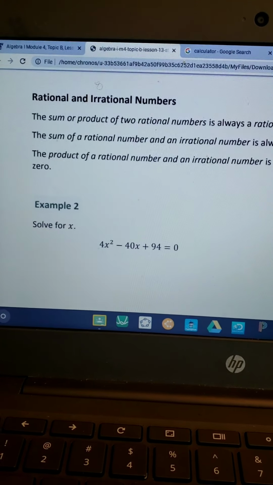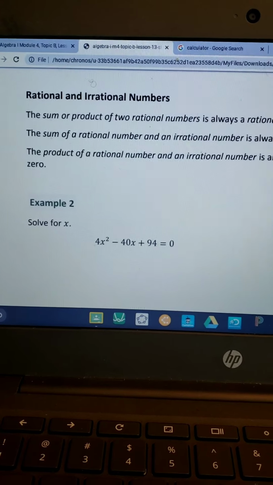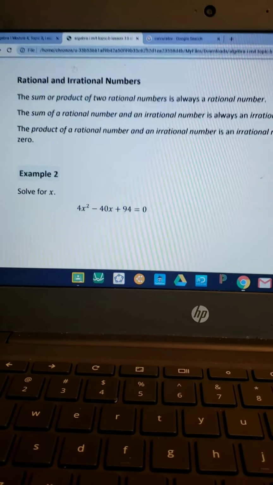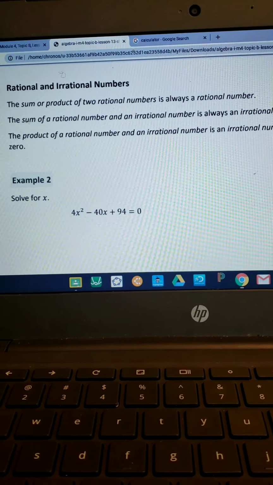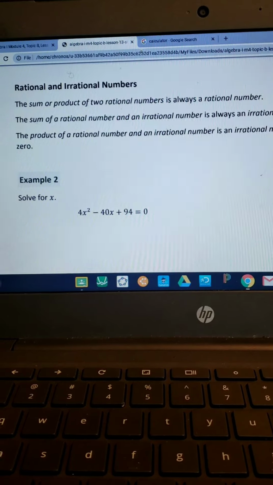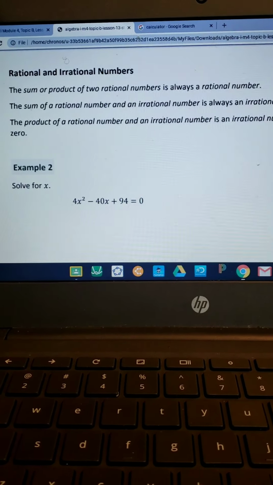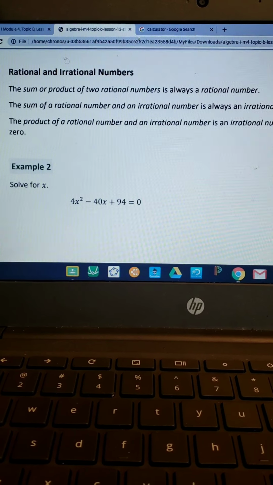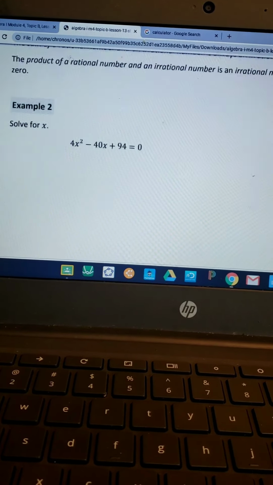All right, that brings us now to this problem. All right, rational and irrational numbers. It says the sum or product of two rational numbers will always be a rational number. All right, and this is actually something you should have learned in 8th grade. And then it says the sum of a rational number and an irrational number will always be an irrational number. The product of a rational number and an irrational number is an irrational number as long as the rational number is not 0.